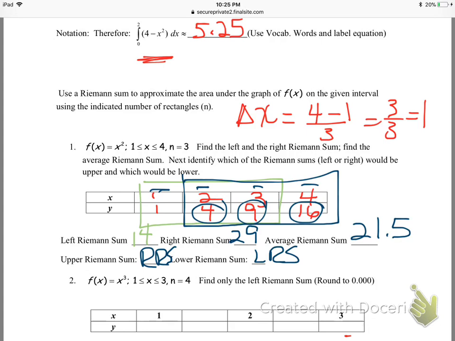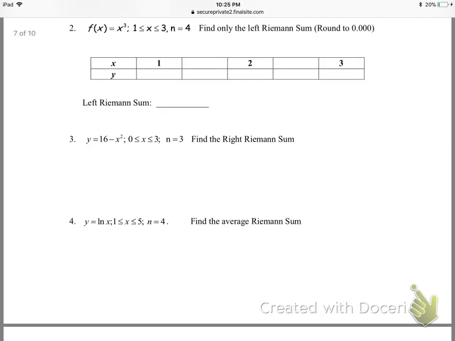Okay, so let's do a couple more. We probably won't do all of the examples, but you'll get the gist of it. In the interest of time, I'm just going to tell you that if you only do the left Riemann sum for the second problem, you should be getting 14. See if you can fill in this table using your graphing calculator the way I explained in the last problem.